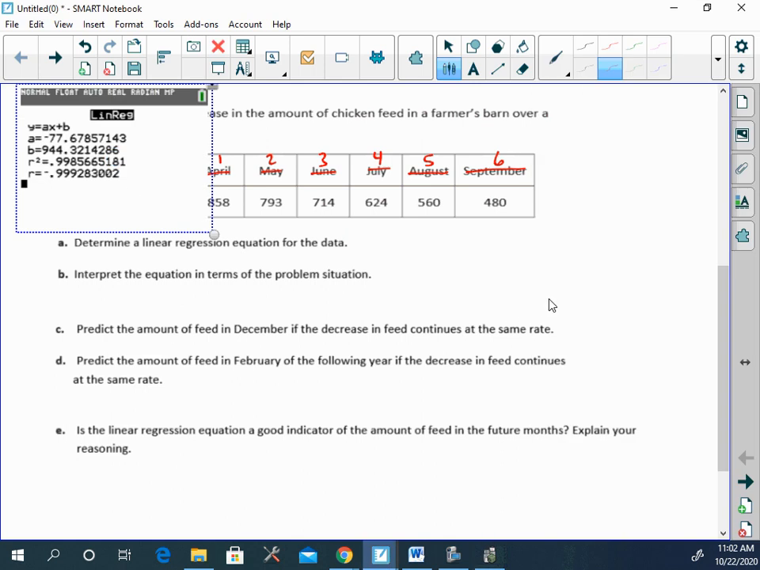So determine the linear regression equation for the data. This time it doesn't say to round to any certain value, so I might go to a couple decimal spots here. So we've got y equals negative 77.68x plus 944.32.